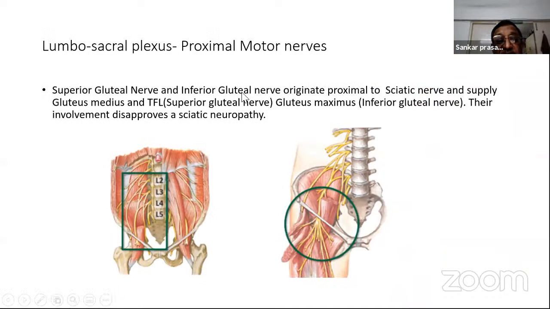Superior gluteal nerve and inferior gluteal nerve originate proximal to sciatic nerve and supply the muscles which I already mentioned. Their involvement disproves sciatic neuropathy. So whenever you suspect sciatic neuropathy, the most important examination clinically you have to do is hip extension. Whether hip extension is involved or not will decide where your problem is. If extension of hip is not involved, it is sciatic neuropathy. If it is involved, it is radiculopathy, right?